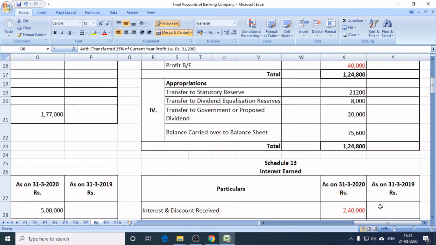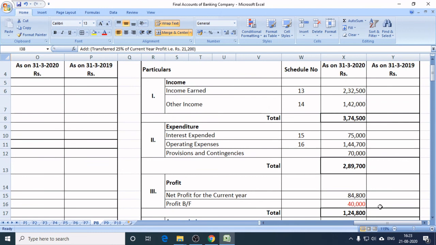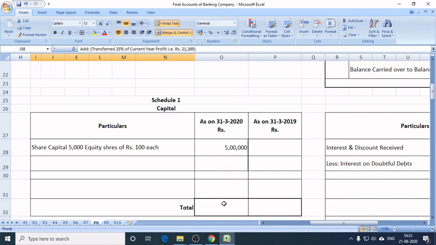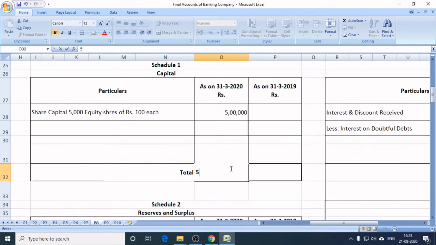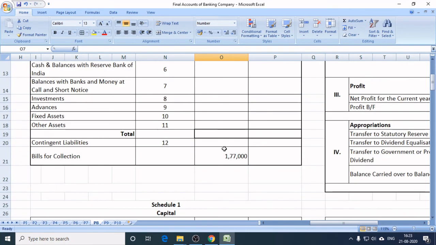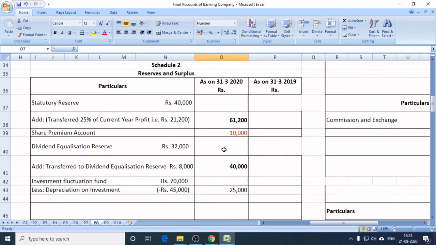Now let's finalize the balance sheet. But before that, we need to close all the schedules of balance sheet. Let's begin with schedule number 1. It will close with the balance of rupees 5 lakh. So the summary of this schedule is 5 lakh, and we will post that summary next to schedule number 1 under the column of current year. So 5 lakh rupees.